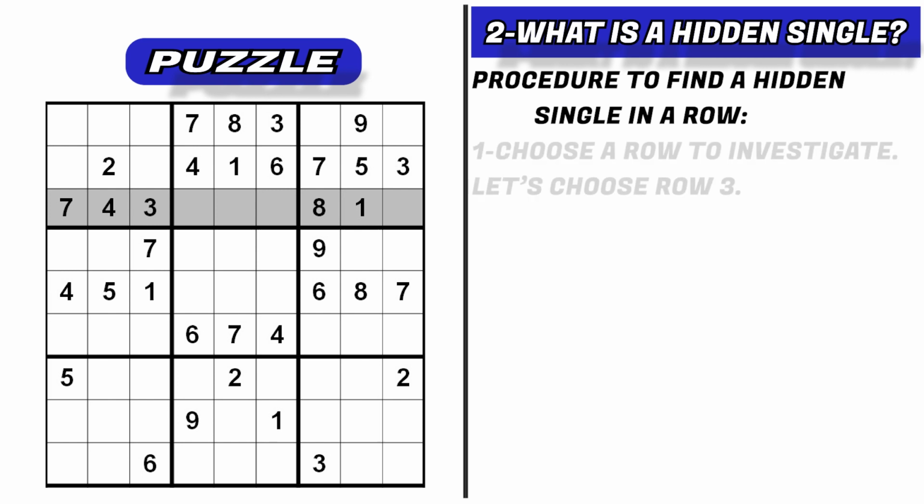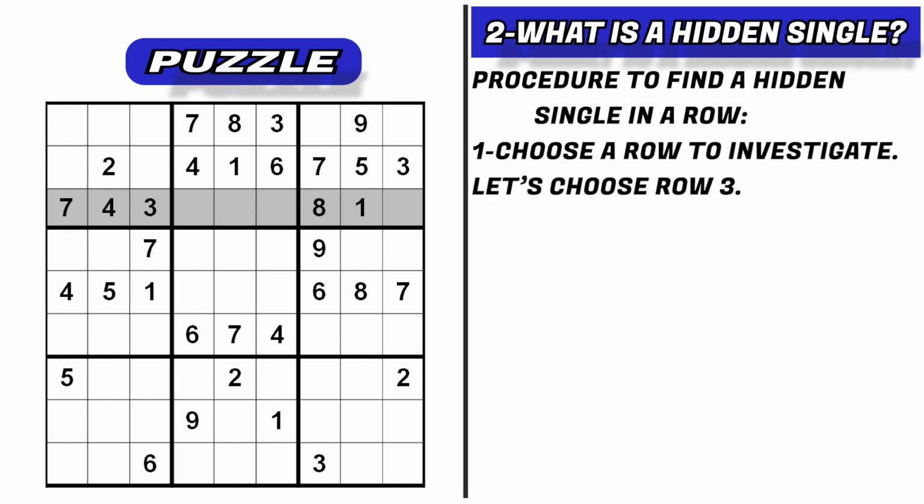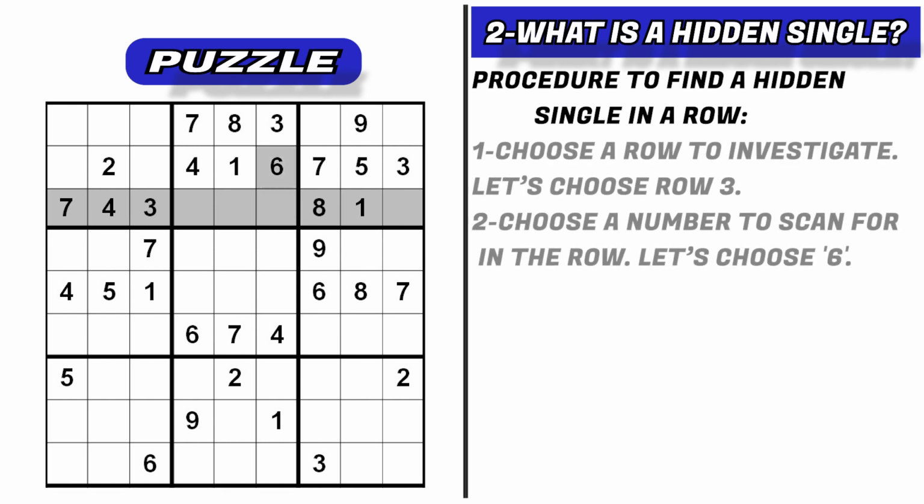Step number 1. Choose a row. Any row. In this example, we will focus on row 3, highlighted in gray in the puzzle on the left. Step number 2. Choose a number to scan for in the row. In this example, we will choose 6 as our candidate number.